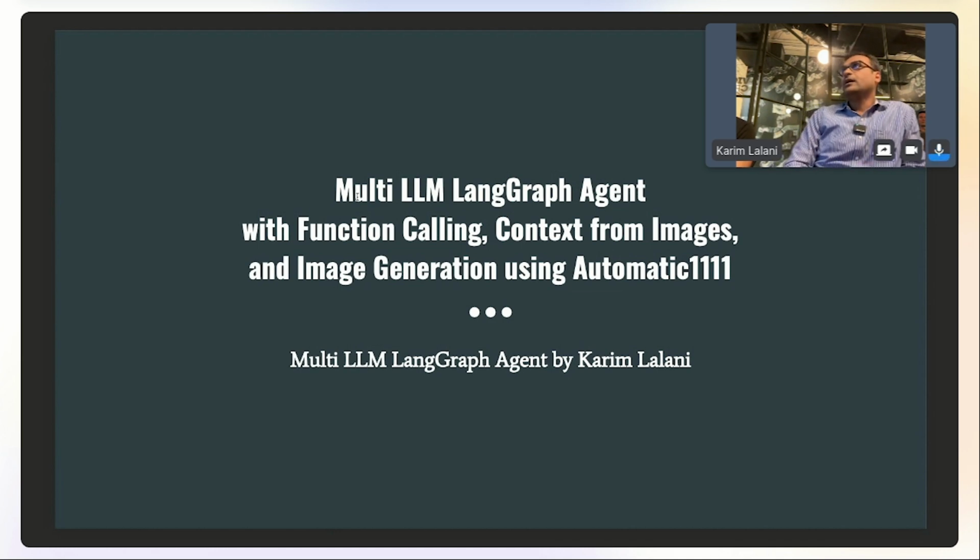So for this, we're going to build a LangGraph agent. There's going to be function calling. We're going to be loading multiple LLMs. We are going to read context from images. This is what we did in the previous one, but we're going to take it a step further, and we're also going to do image generation using Automatic 1111.